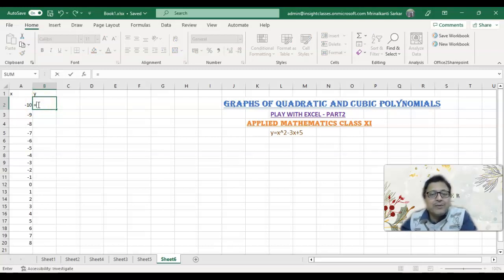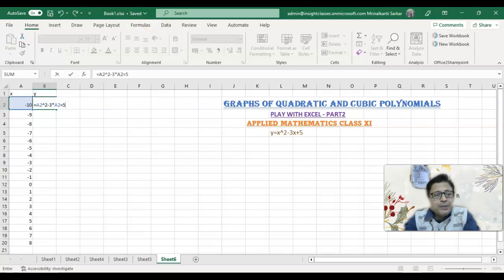Then should I take x square minus 3x plus 5? No. If we put x square minus 3x plus 5, Excel will read this one as another formula. Here you take the input column, where values of x lie. You write A2, and the index is 2. So A2 to the power 2 minus 3 star x, where x is also from the first column, that is A2, this plus 5.